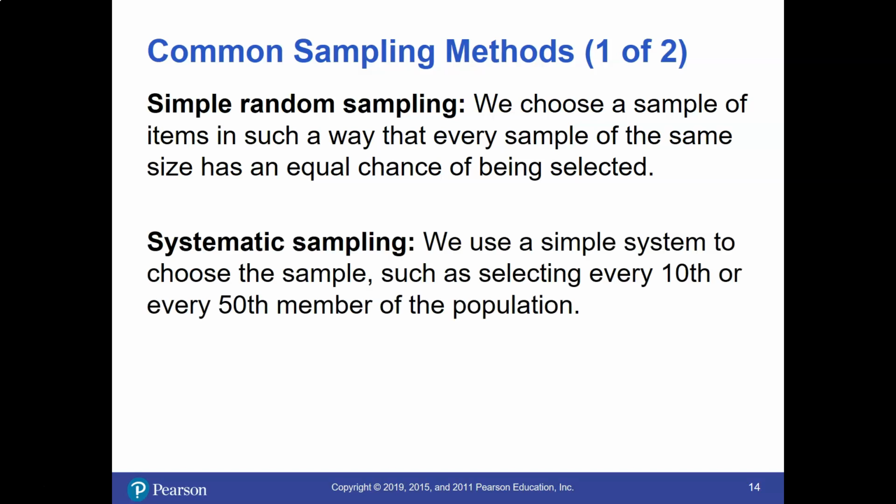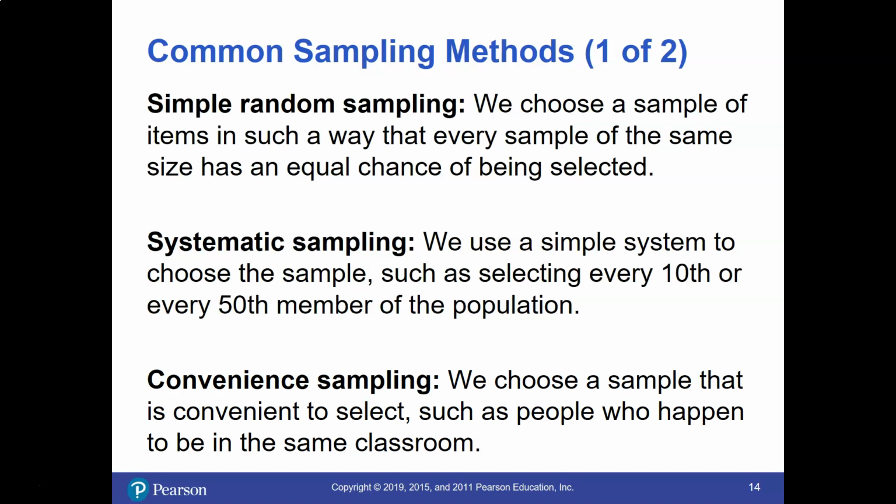So systematic sampling is one way, you just do it in a systematic way. So selecting every 10th or 50th member of the population. Sometimes that can be effective based on what we're looking at. If you're looking at every household, though, that's probably not going to be the most effective method because the list would be so long.